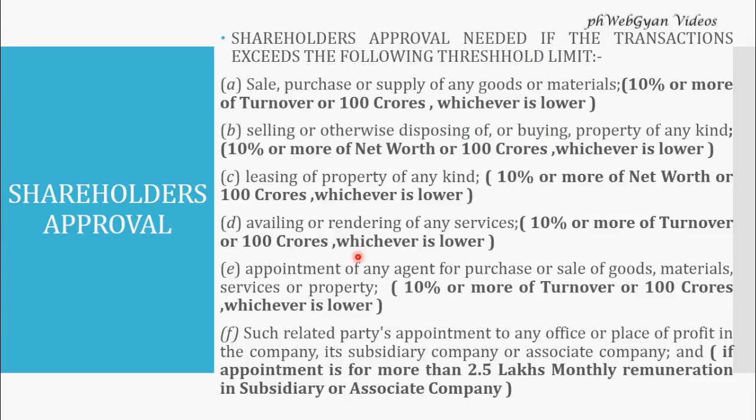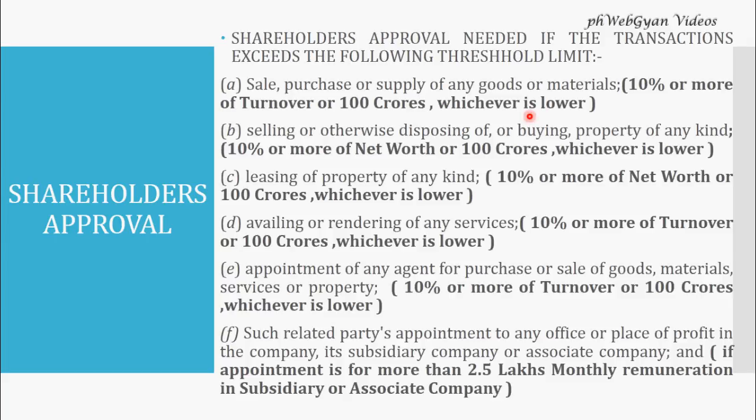There is a certain threshold limit prescribed by the rules. If that threshold limit is exceeded, then only shareholders approval is required by the company. Let us see what the threshold limit is. The transactions are the same which we have already discussed: sale, purchase or supply of goods. If the transaction is 10% or more of turnover or 100 crores, whichever is lower, and the transaction made by the company exceeds this limit, then what is required? Shareholders approval is required. Clear?